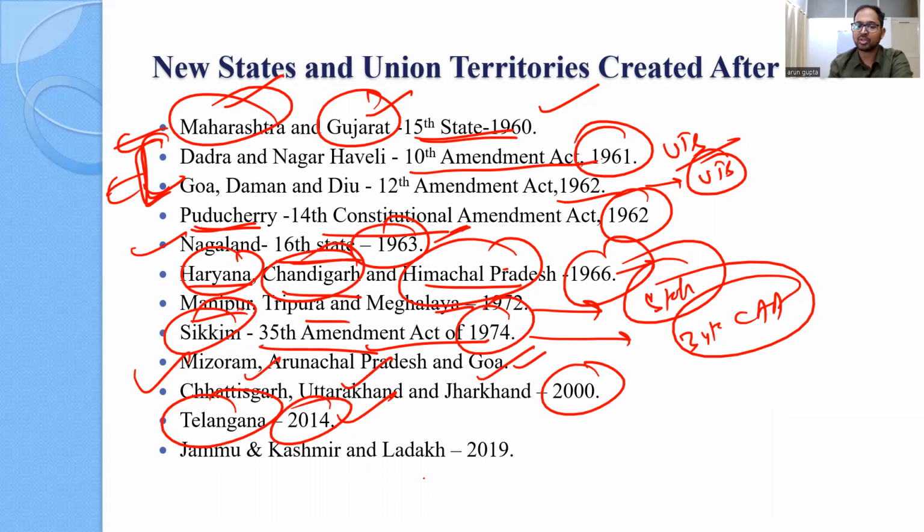Then now, recently in 2019, Jammu and Kashmir and Ladakh became the 2 UTs. So currently, 28 states and 9 UTs.